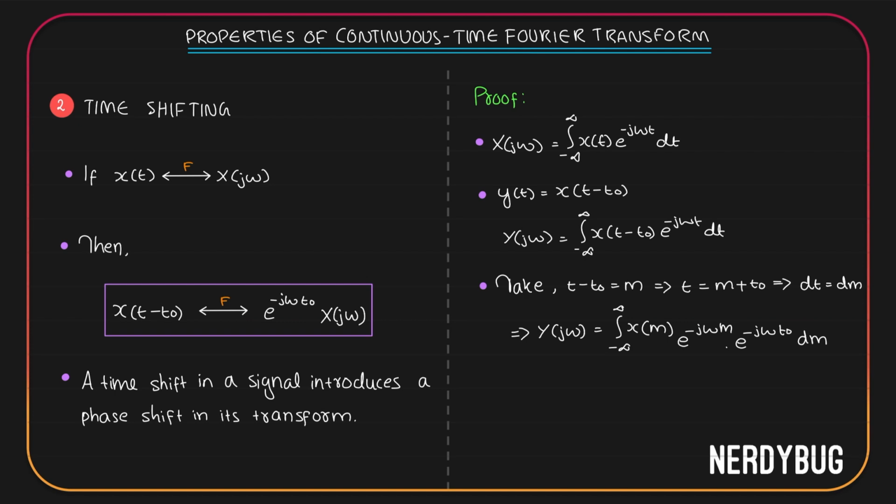Now the integration is based on the variable m, and e raised to minus j omega t naught doesn't have anything to do with m. So it is a constant. We can take it out of the integration.